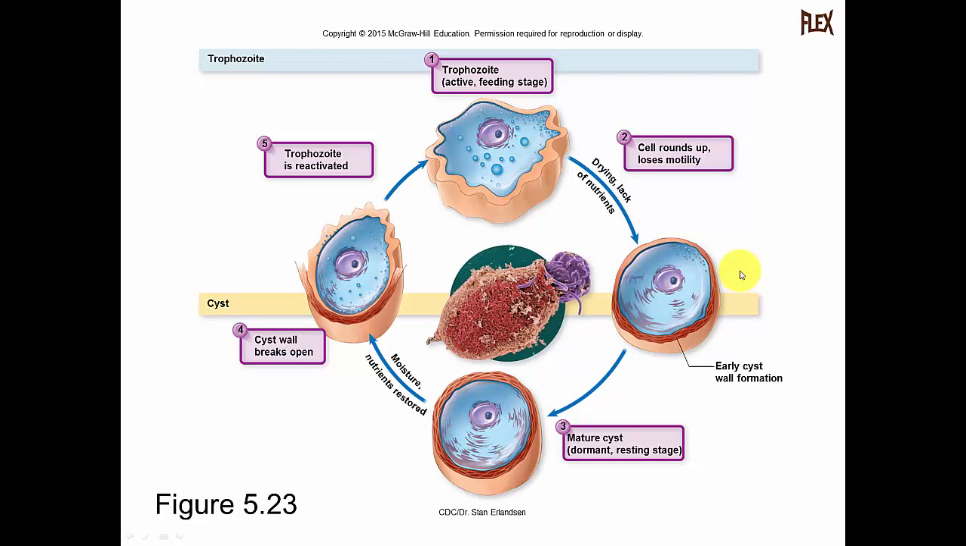Here you see the cyst is fully formed. And then if the conditions become favorable again, moisture, nutrients, things like that return, it'll break out of that cyst stage and return back into the trophozoite stage. So these life cycles just revolve basically around favorable and unfavorable conditions. When it's unfavorable, low nutrients, low water, it goes into the cyst. When it becomes favorable, it pops back out and goes into the trophozoite stage. And this here is actually a real image showing a cyst here and the trophozoite emerging from that here.